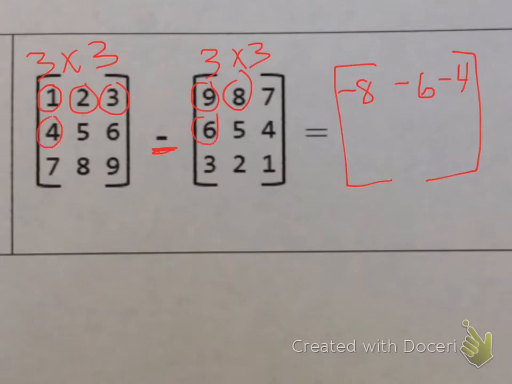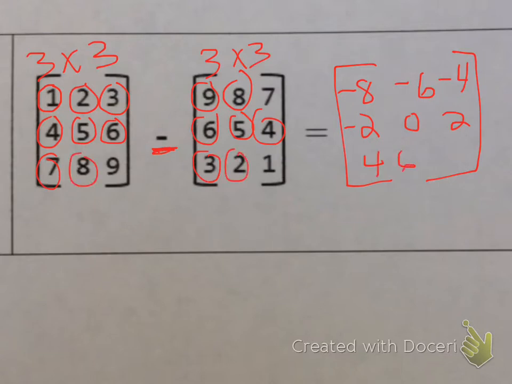4 minus 6 is negative 2. 5 minus 5 is 0. 6 minus 4 is 2. 7 minus 3 is 4. 8 minus 2 is 6. And 9 minus 1 is 8. So my new 3 by 3 matrix is this solution over here, and I'm done with that subtraction problem.